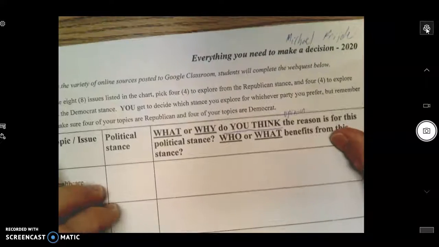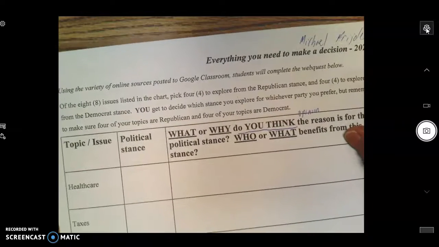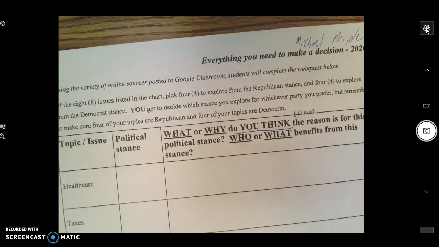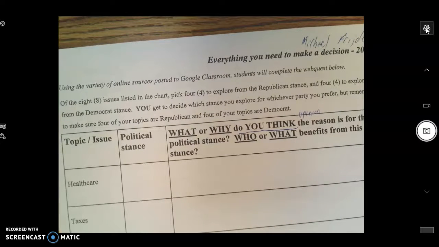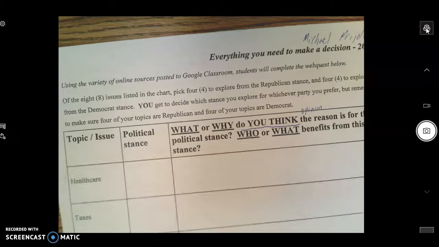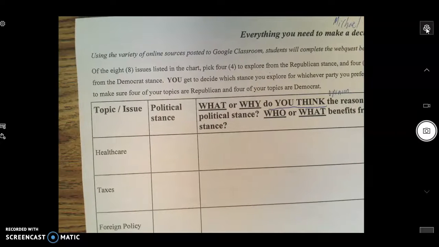Now let's look at the instructions. Of the 8 issues listed on the chart, pick 4 to explore from the Republican stance and 4 to explore from the Democrat stance. You get to decide which stance you explore for whichever party you prefer. But remember to make sure 4 of your topics are Republican and 4 of your topics are Democrat. So we're going to look at it not just from the Republican point of view and not just from the Democrat point of view. We're going to look at it from both sides because that way we get to understand both sides of the argument.